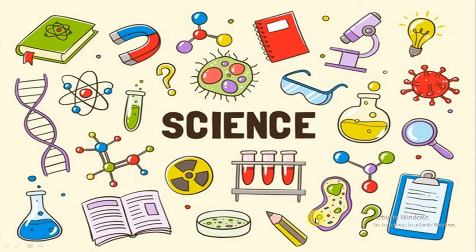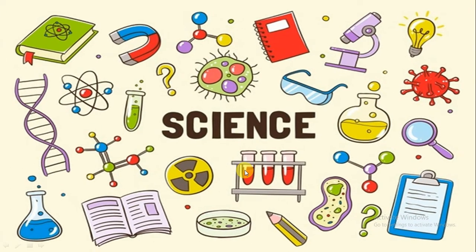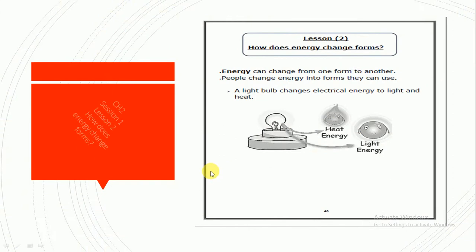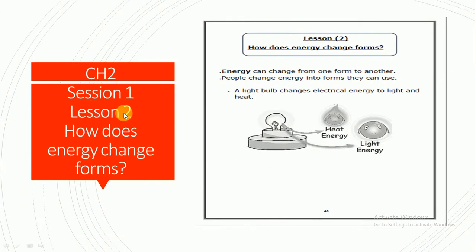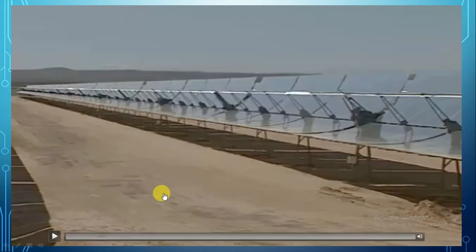This is Science Lessons Grade 3, and this is Chapter 2, Session 1, Lesson 2. How does energy change forms? Again, how does energy change forms? You're going to find this lesson in the booklet, page 40. So let's watch this video together to know more about energy forms.